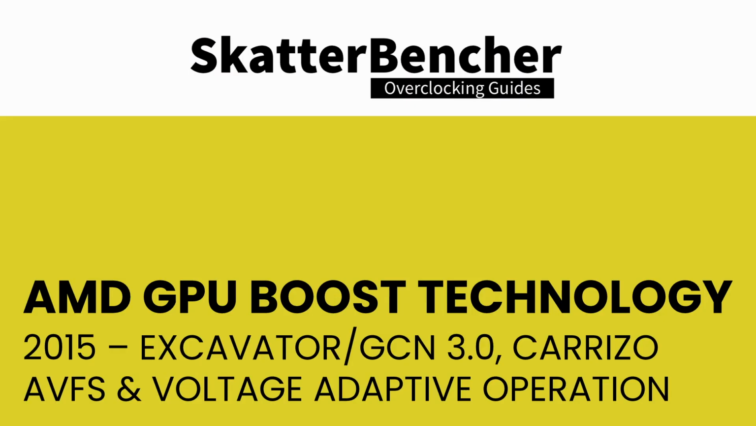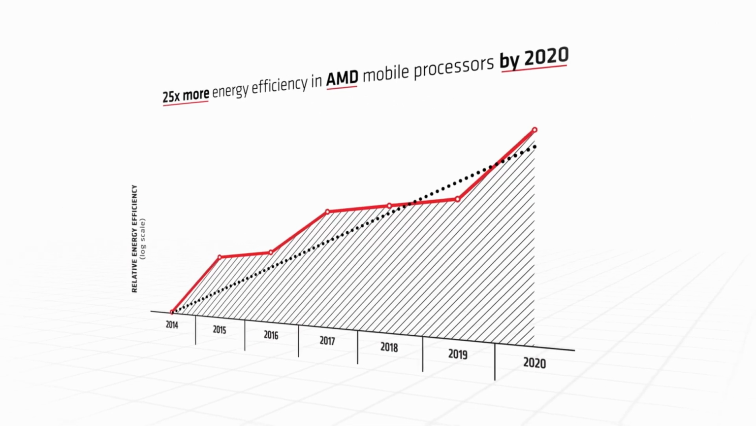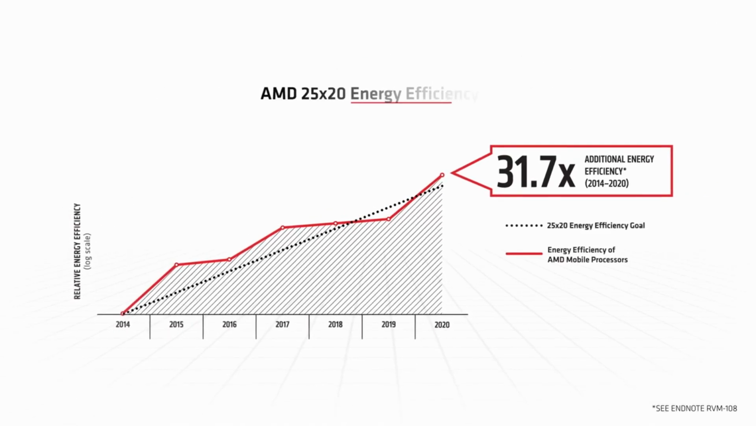Before continuing with the AMD GPU frequency boost technology, let's make a small sidestep to the CPU side of things. In 2014, AMD launched their 25x20 initiative, which was a bold initiative to improve the power efficiency by 25x by the year 2020 in their mobile processors. They proudly announced having exceeded this target by achieving 31.7 times energy efficiency 6 years later.